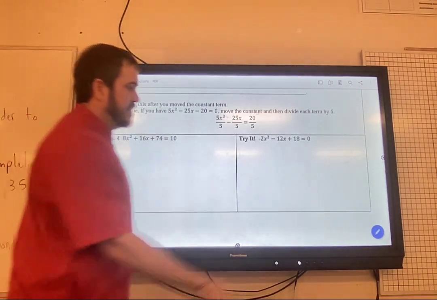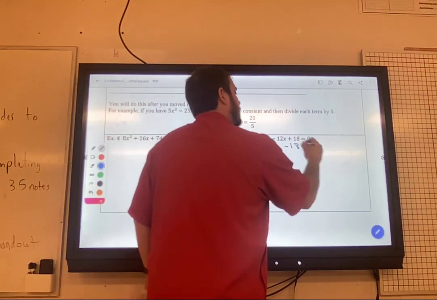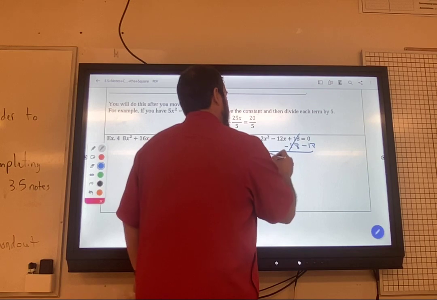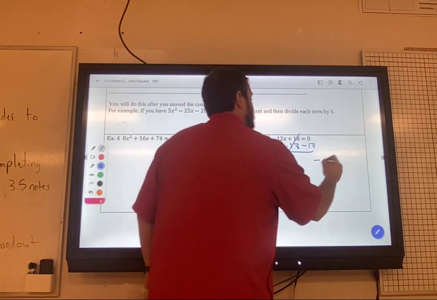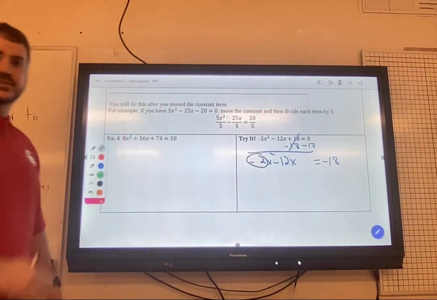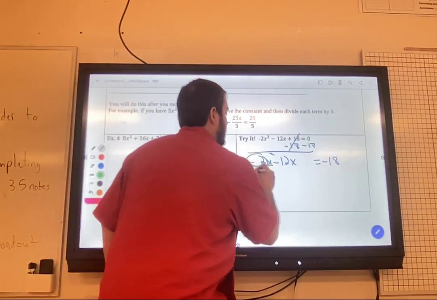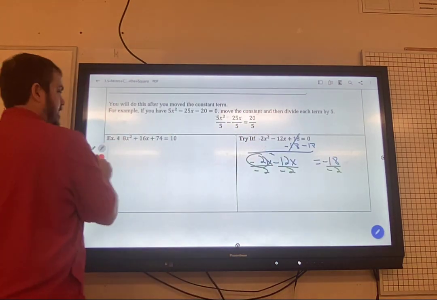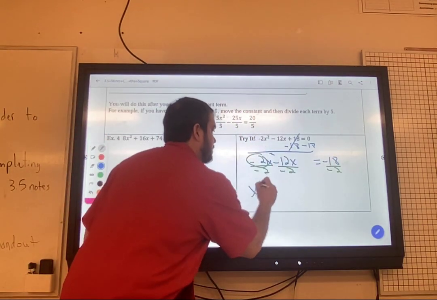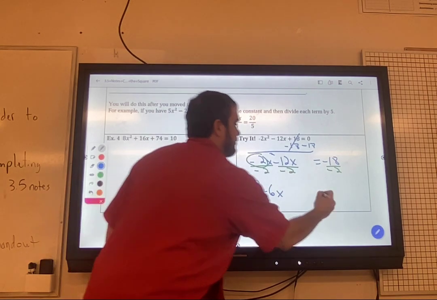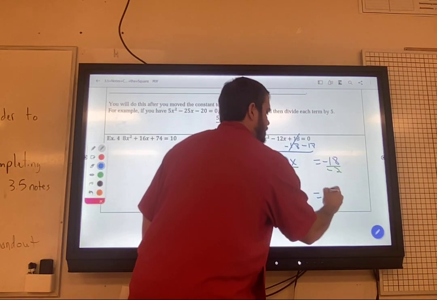All right, so start it the same way every time. Get rid of 18. That leaves you with -2x squared minus 12x equals -18. We don't like having a number in front, so divide everything by it. -2, -2, -2. That gives you x squared. -12 divided by -2 is positive 6x. -18 divided by -2 is positive 9.